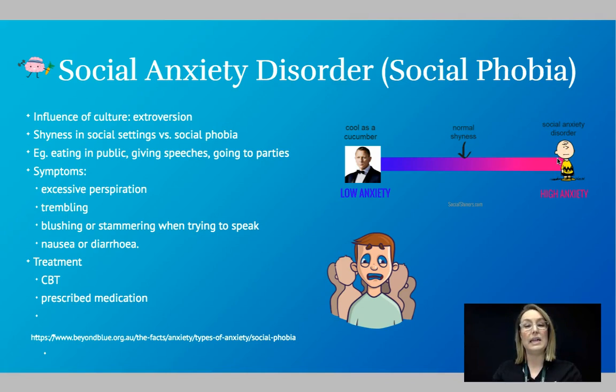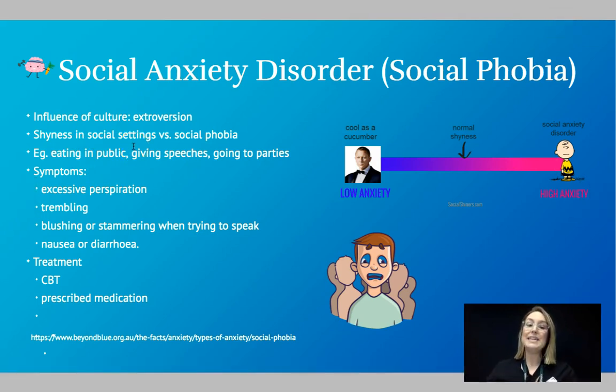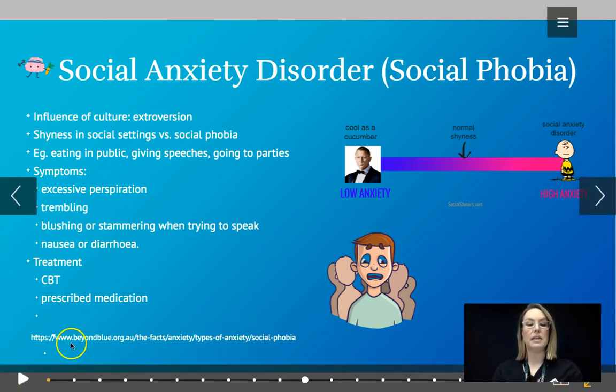So again, really thinking about the defining characteristics of a disorder. Examples could include things like having an acute fear of eating in public, giving speeches, going to parties, going to particular social events, being in a classroom with other people, etc. Some of the symptoms for this are sweating, trembling, blushing or stammering in a social situation, having stomach upsets, etc. And again, the treatments are CBT and prescribed medications. Okay. Now, Beyond Blue has some great resources for this, and I have the link just down the bottom.